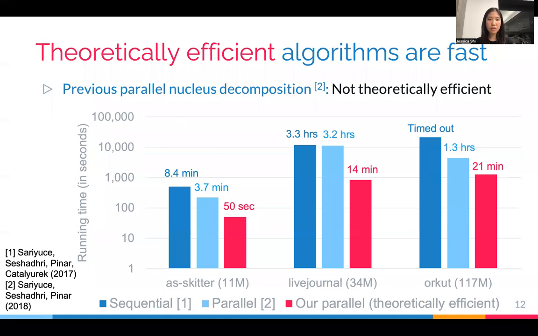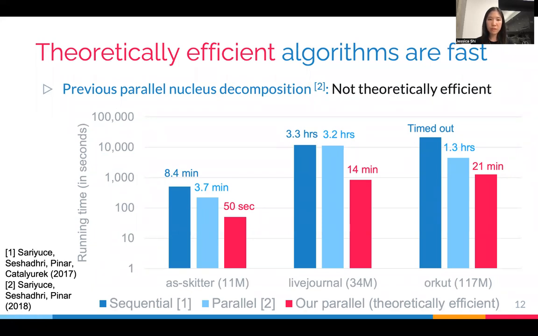And I'll note that there's also been prior work on parallel nucleus decomposition. So Sariyüce, Seshadhri, and Pinar implemented various parallel nucleus decomposition algorithms, and they're able to achieve some relatively significant speedups, notably on this ORCID graph, where it previously timed out at over 6 hours, they're able to finish in 1.3 hours. However, for some graphs, they don't receive that much speedup, notably on this LiveJournal graph, where their time goes from 3.3 hours to 3.2 hours.